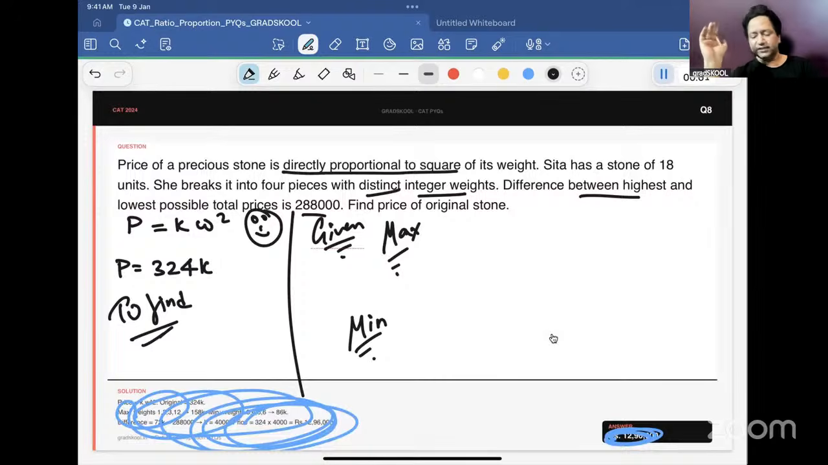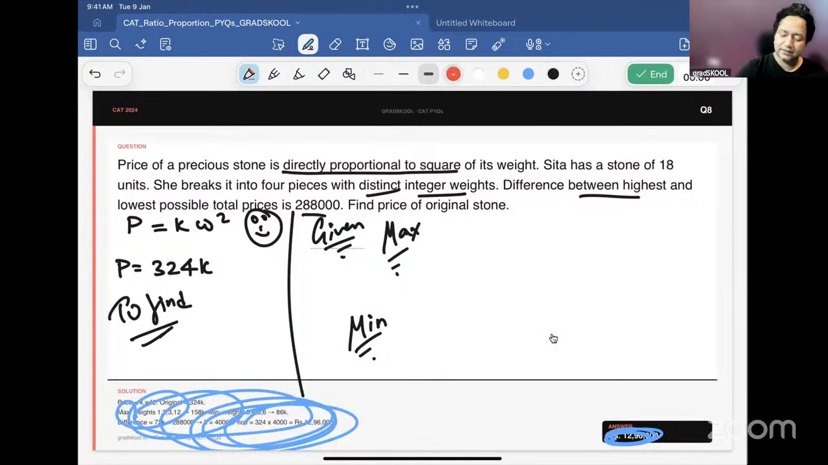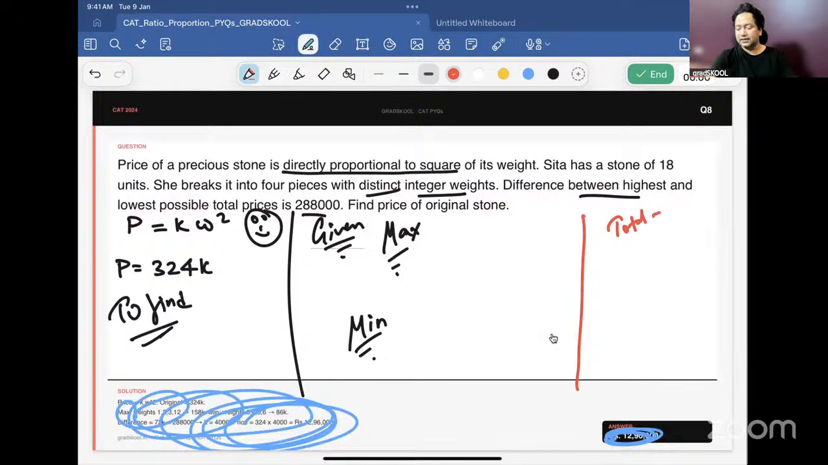For this kind of question, I'll just give you an example. Let us not have four weights, let's have only two weights. I just want to show you something. Let's say the total was 5 units, and I break it into two parts. One case is 1 and 4. The other case is 2 and 3. Add the squares: 1 squared plus 4 squared, and 2 squared plus 3 squared. Let's see what exactly happens.